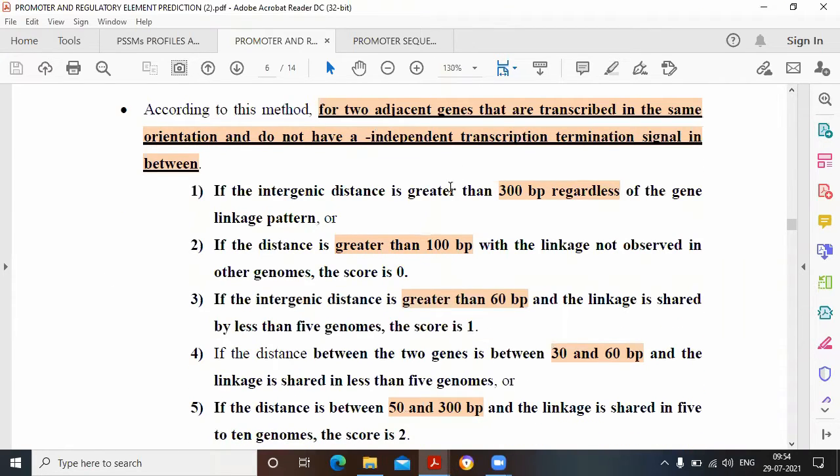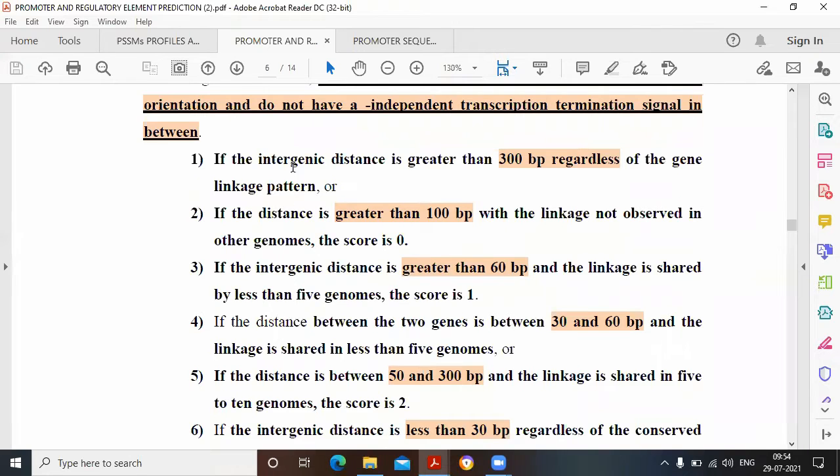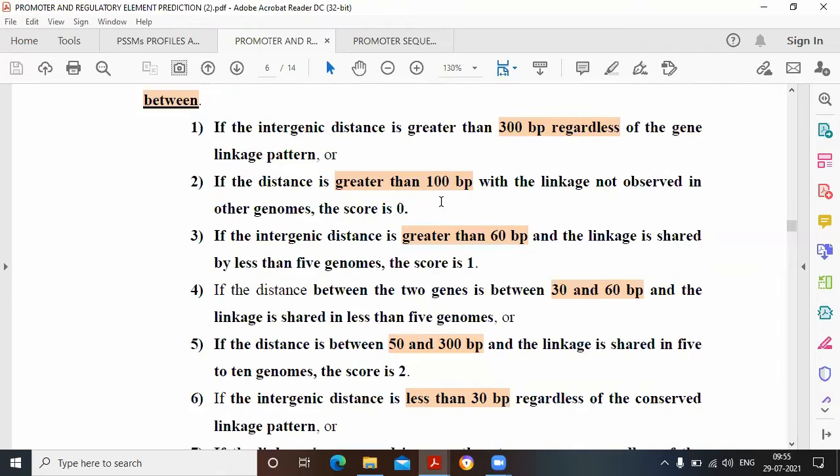By keeping this assumption, the scoring pattern he has mentioned is: if the intergenic distance is greater than 300 base pair, regardless of the gene linkage pattern, that means the physical mapping of the gene also he has taken care of, and if the distance is greater than 100 base pair, then the score should be 0. So this will be the first score, based on this distance pattern.